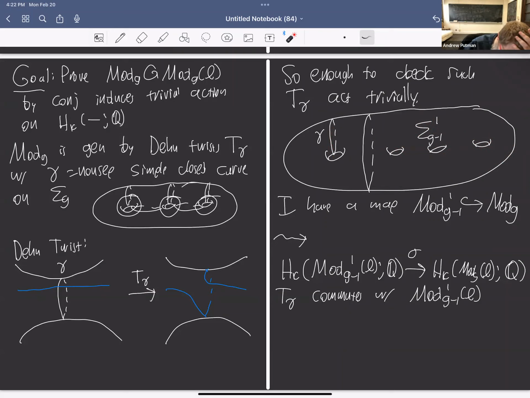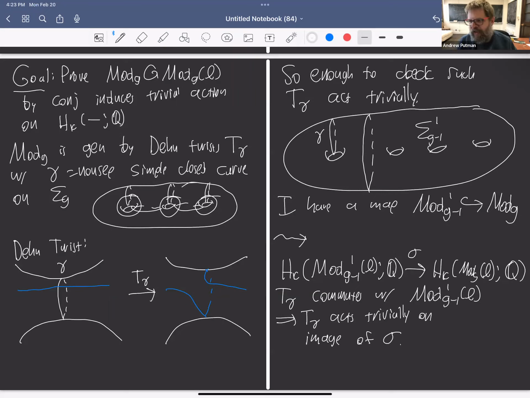So this implies that T sub gamma acts trivially on the image of sigma. And it turns out that's what you end up having to prove. So let me state this on the next slide. The key result you have to prove is that sigma is surjective.